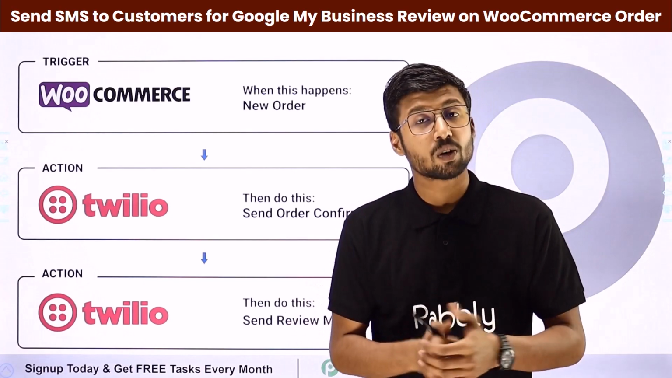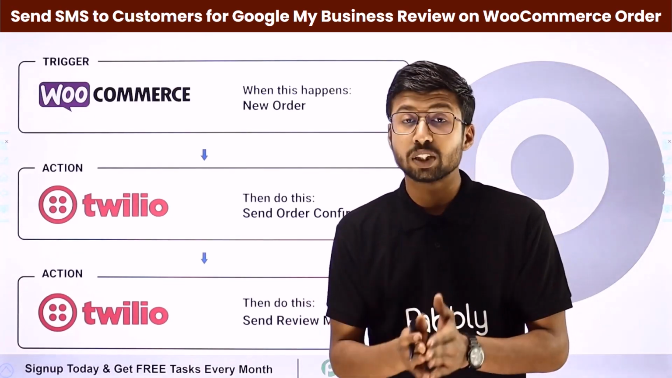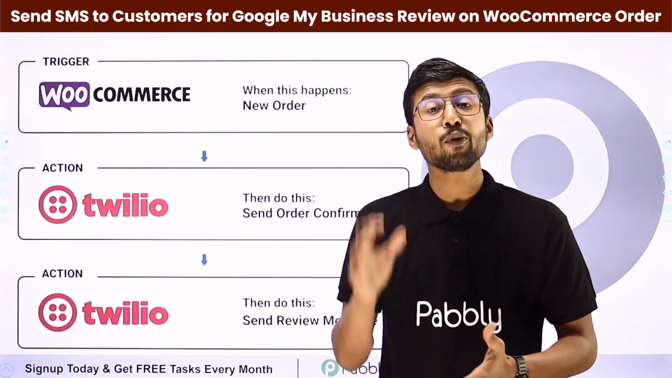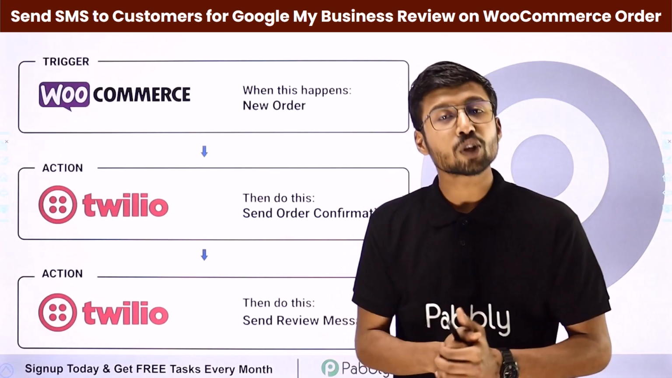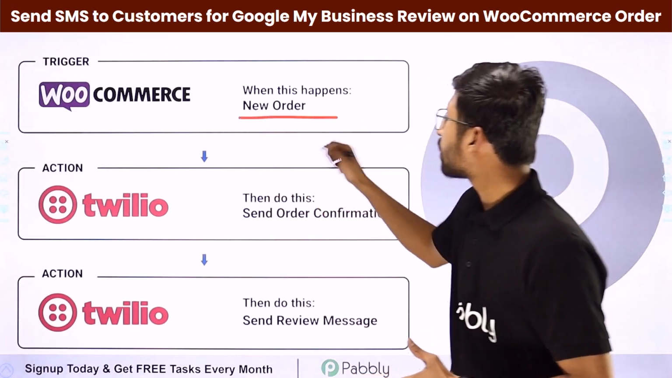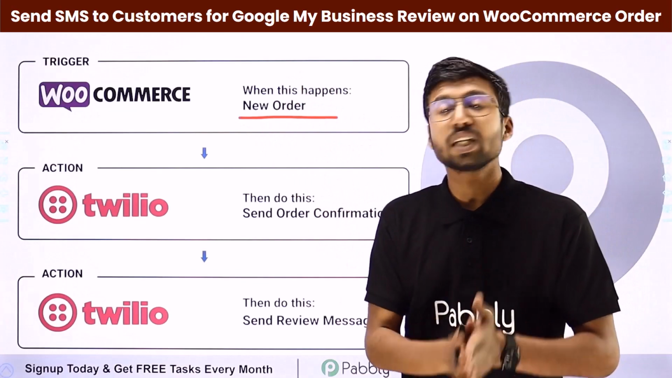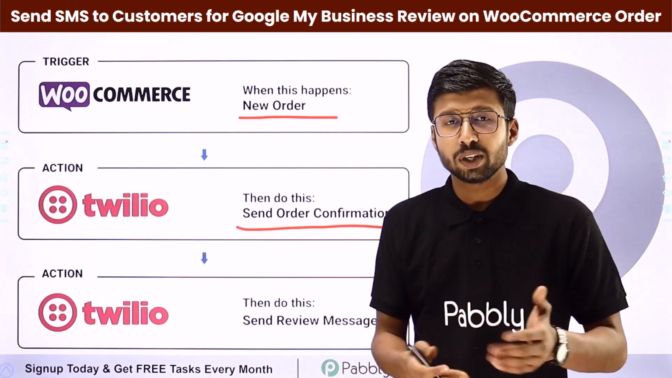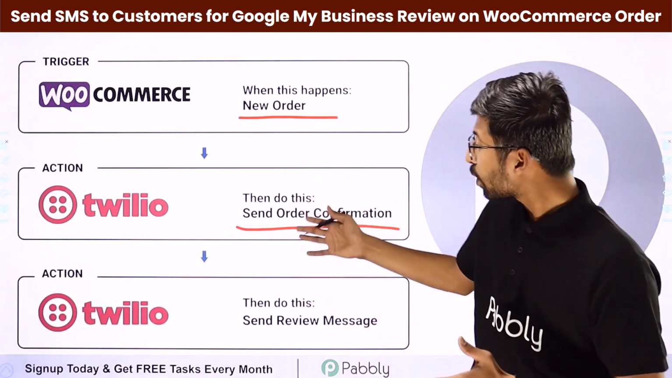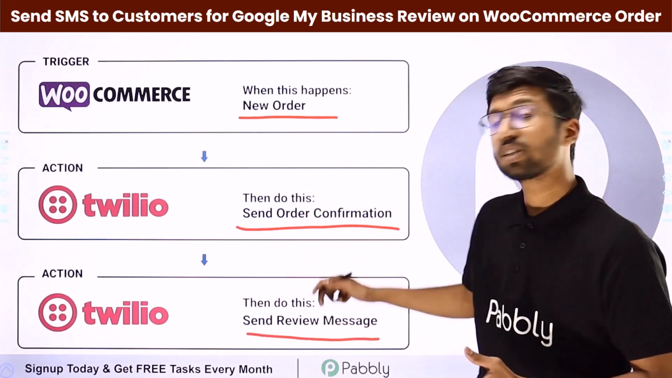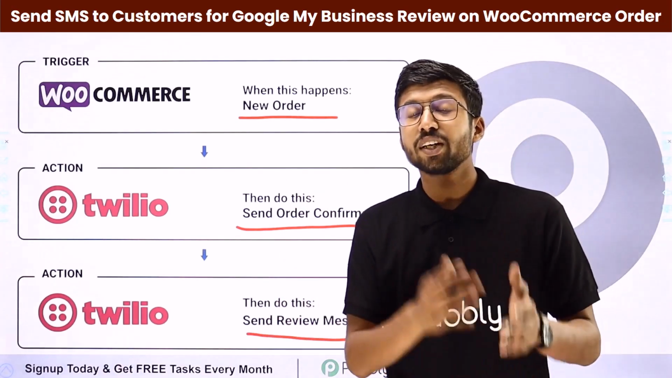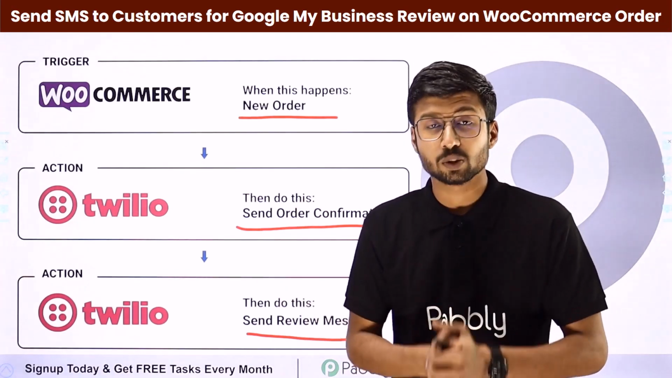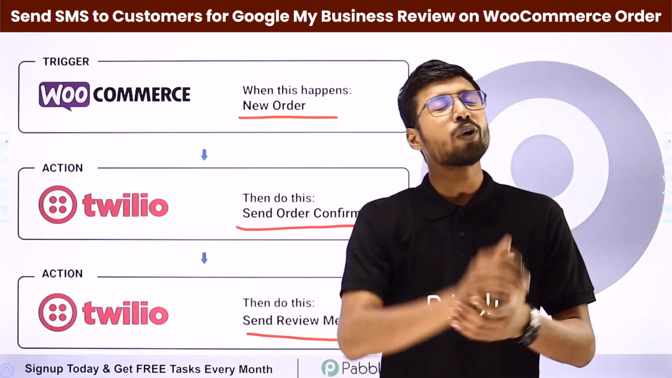Now guys, the manual process of sending the order confirmation or review request message to your customers can be very repetitive and time consuming. So in this video, we will see how you can automate this complete process. In this automation, whenever we receive a new order in our WooCommerce store, we are immediately going to send the order confirmation message to the same customer. And also after a few days, let's take an example, 3 to 5 days, we are going to send another notification to your customers asking them to share their reviews on our Google My Business page. We are also going to add the link of your Google My Business page in the same SMS.